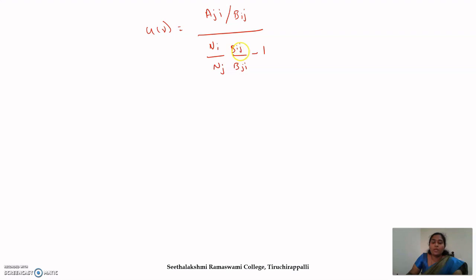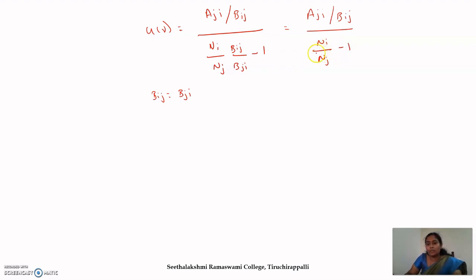And we know this Bij is the coefficient for the upward transition, and this is for the downward transition, and at thermal equilibrium both are the same. So Bij is equal to Bji. So we can neglect this term, and we have U nu is equal to Aji by Bij, divided by (Ni by Nj minus 1).